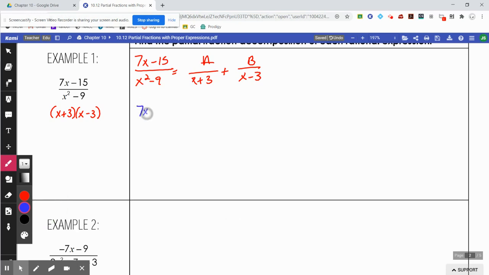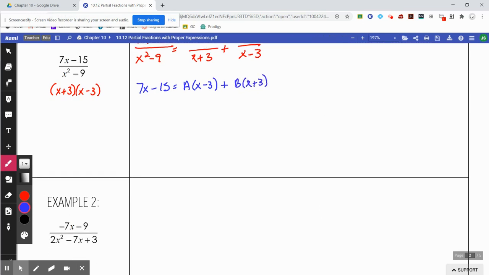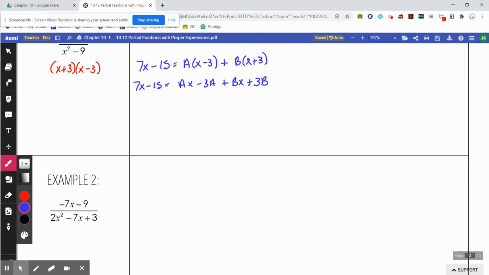It'll be 7x minus 15 equals, the x plus 3's will cancel here, and we'll leave you the x minus 3. The x minus 3's will cancel here, and we'll leave you with the x plus 3. Distribute your A and B. You now have 7x minus 15 equals A times x minus 3 plus B times x plus 3. Group your x stuff and your non-x stuff on the other side. Gives you 7x minus 15 equals Ax plus Bx minus 3A.